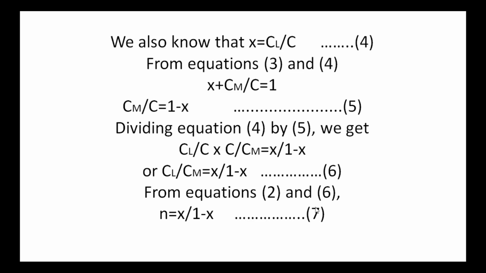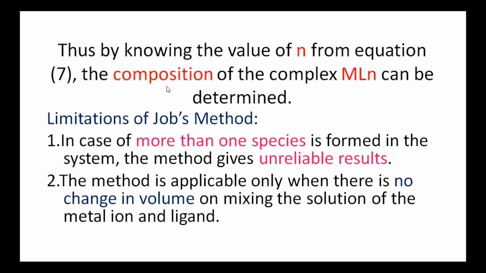From equation 2 and 6, from equation 2 we have n is equal to Cl by Cm. So substituting in equation 6, we get n is equal to x by 1 minus x. What is x? X is the mole fraction of the ligand at which maximum absorbance occurs. So while substituting the x value in equation 7, we get the value of n. By knowing the value of n from equation 7, the composition of the complex MLn can be determined. So this method has two limitations.